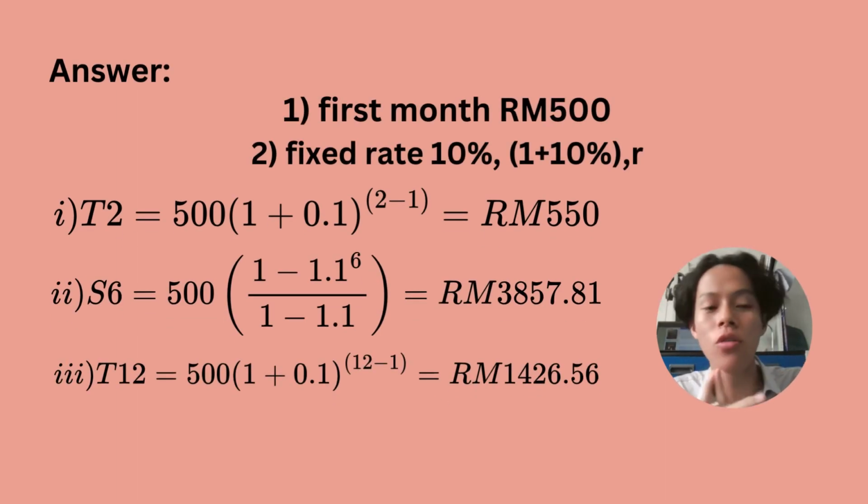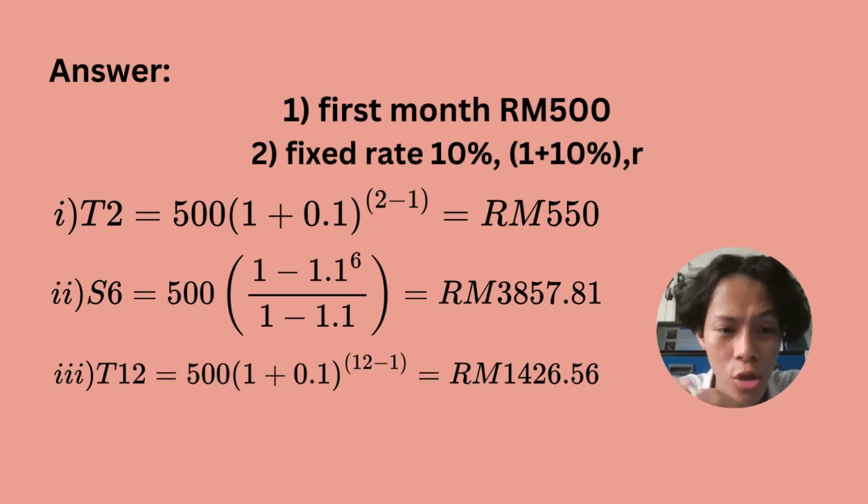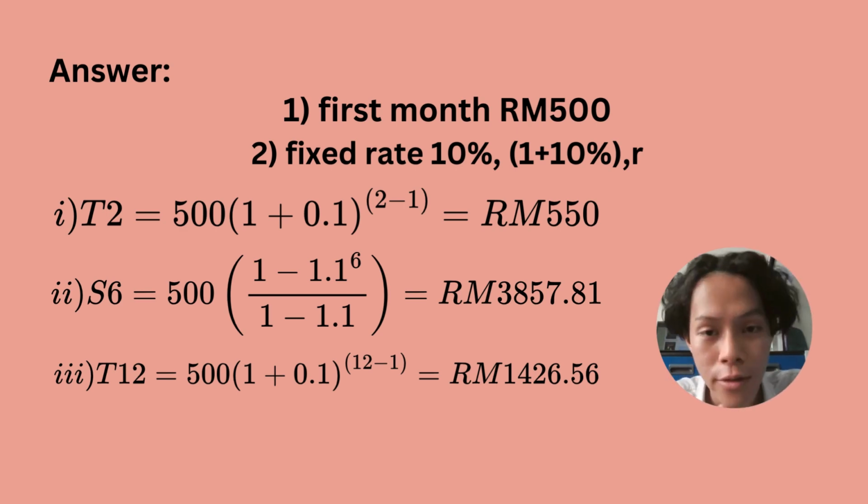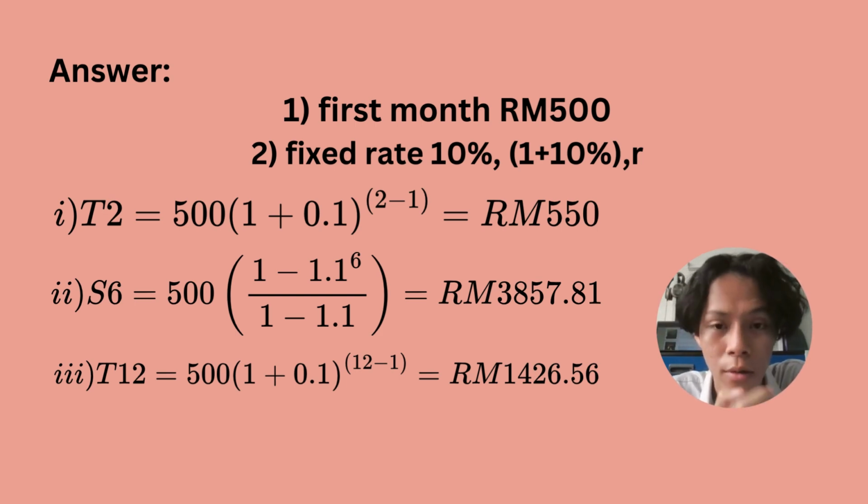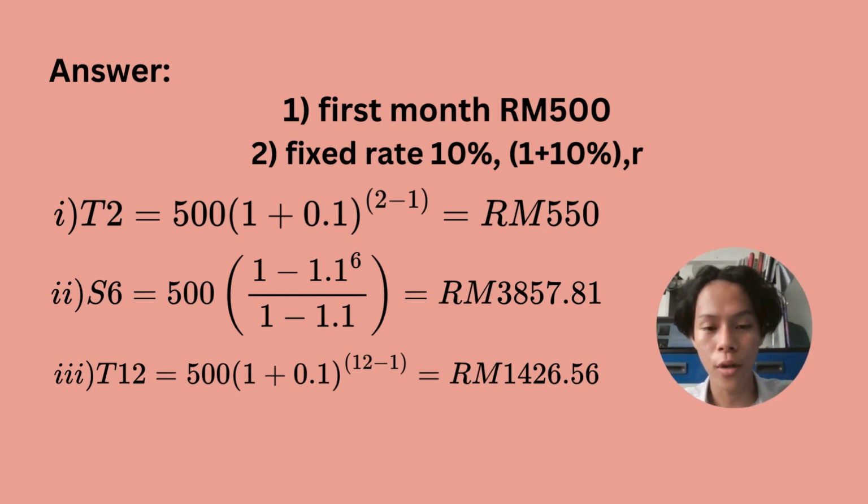Okay, so we know this question is about geometric progression. So we need to know the keywords first, right? The first one is having 500 ringgit, that we call the first term, or a. And number two, the fixed rate of 10%. So 10% we need to add to 1, and that we call r in the formula, which is the common ratio. So the answer for number 1, we use the first equation where Tn equals a times r to the power of n minus 1.